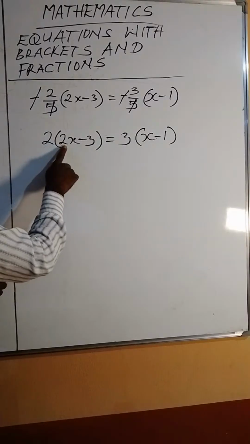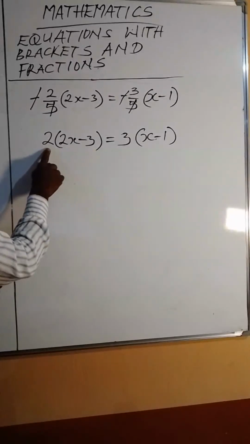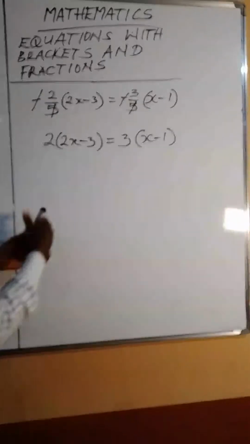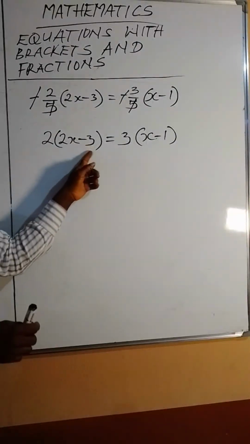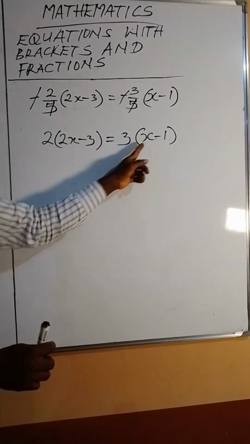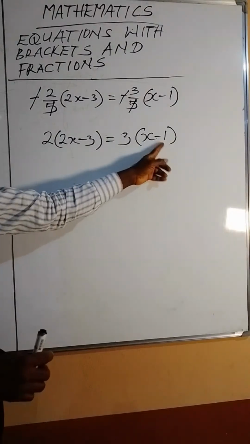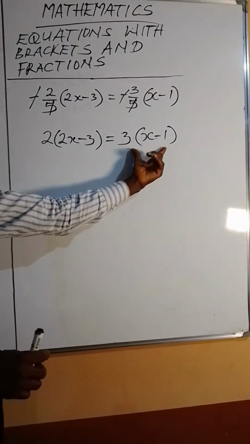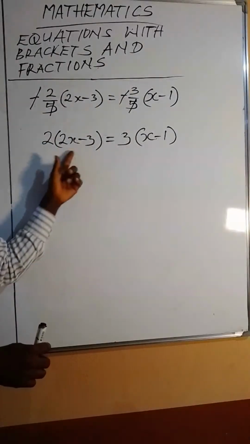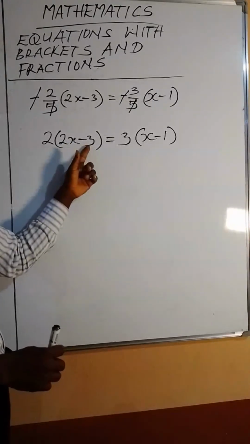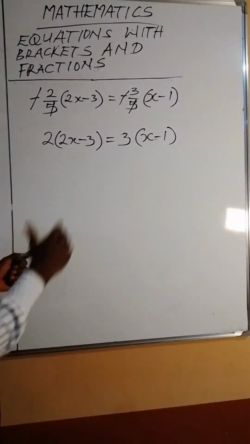So 2 times 2, we are going to use this 2 here to multiply both elements in the bracket. Then we'll use this 3 to multiply both elements in the bracket. Please take note of this. Don't make the mistake of multiplying only the first term here and abandoning the second one. So let's take it bit by bit, one after the other.